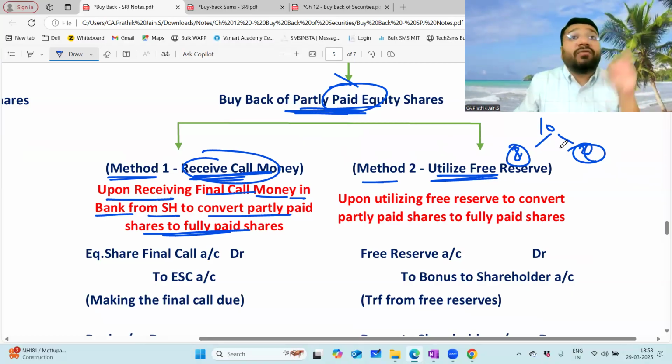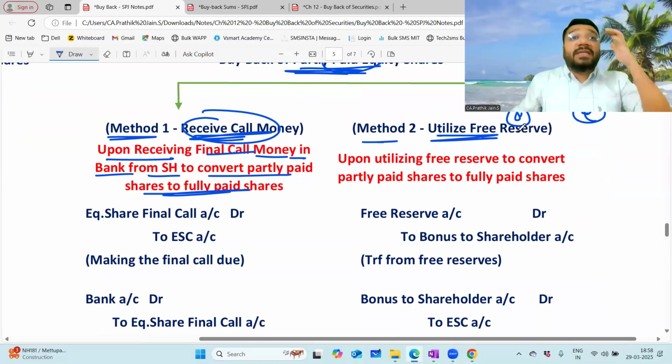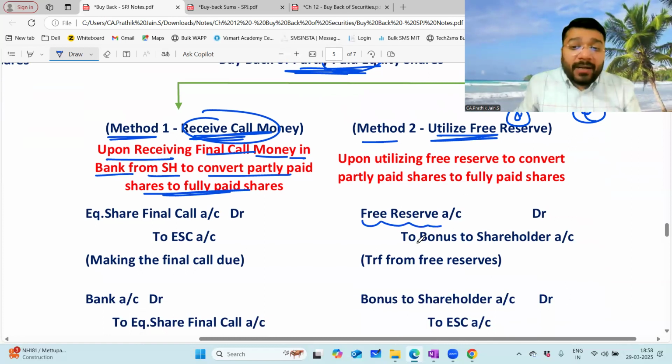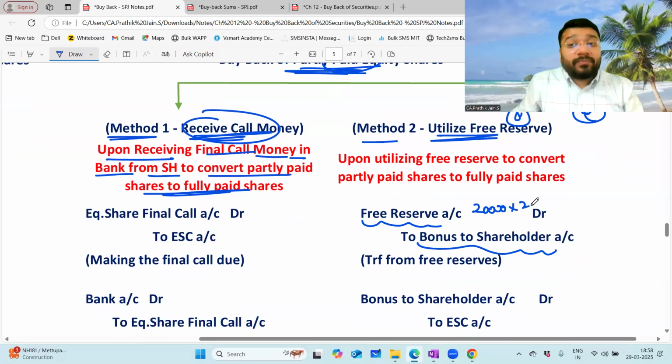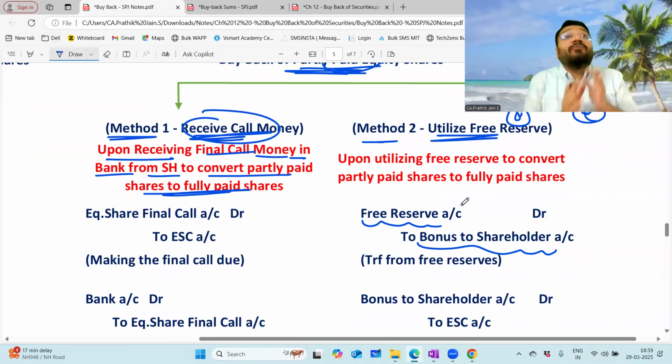Which reserve account, free or non-free? Very clear, in bonus we agreed that we have to transfer only free reserves. Reserves is a credit balance, so to reduce reserves, I am supposed to debit. So free reserves account debit to bonus to shareholder. How much? 20,000 into 2. Is it right? Can we give bonus only to these 20,000 people? No, it'll be for the entire group, because when I'm giving bonus, I cannot give bonus to only some people.